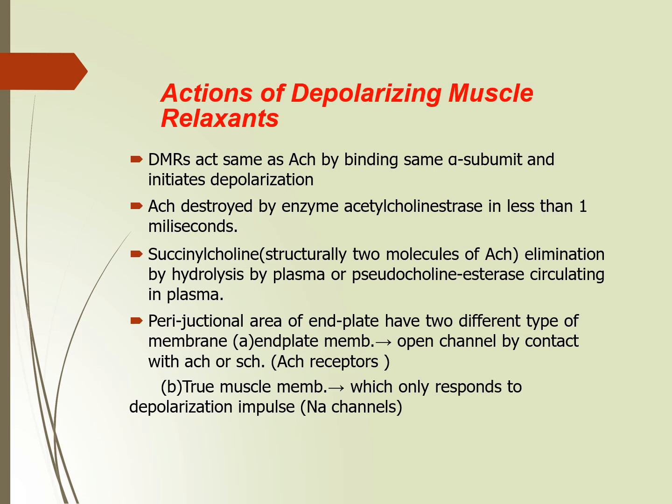These are very short acting drugs, so there is no need of an antidote. Succinylcholine is eliminated by hydrolysis by plasma or pseudocholine esterase, so it will be immediately destroyed. There is no antidote after their action; ACH will again come and do its action. The perijunctional area of the end plate has two different types of membranes: one is the end plate membrane and the other is the true muscle membrane.